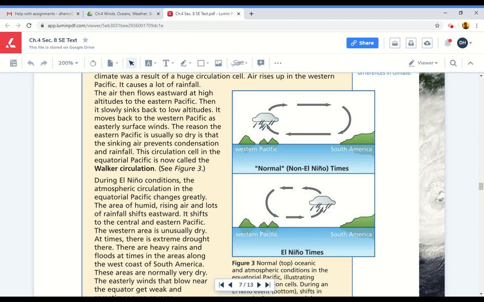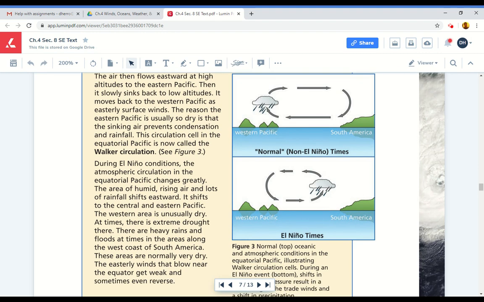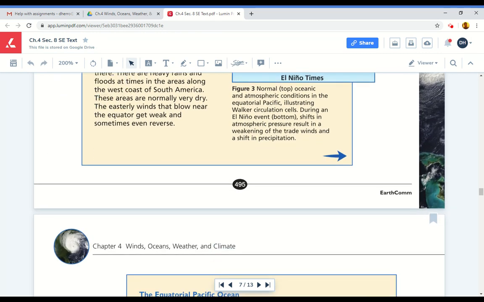During El Niño conditions, the atmospheric circulation in the equatorial Pacific changes greatly. The area of humid rising air and lots of rainfall shifts eastward. It shifts to the central and eastern Pacific. The western area is unusually dry. At times there is extreme drought there. There are heavy rains and floods at times in the areas along the west coast of South America. These areas are normally very dry. The easterly winds that blow near the equator get weak and sometimes even reverse.